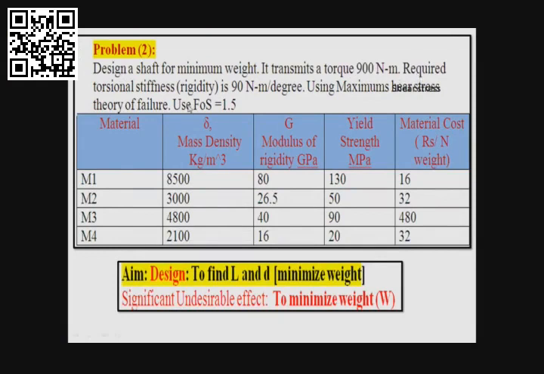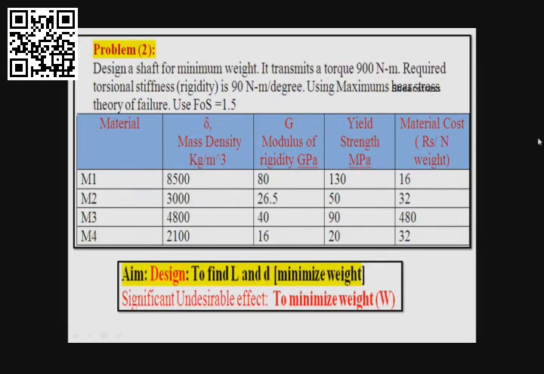The required torsional stiffness, which is also called the rigidity, is 90 Newton meter per degree. Torsional stiffness or rigidity means torque upon angle of twist. Using the maximum shear stress theory of failure, use a factor of safety of 1.5. Here we need to design the shaft for minimum weight, so weight minimization is the optimization parameter. This is the parameter which we need to consider for optimization.